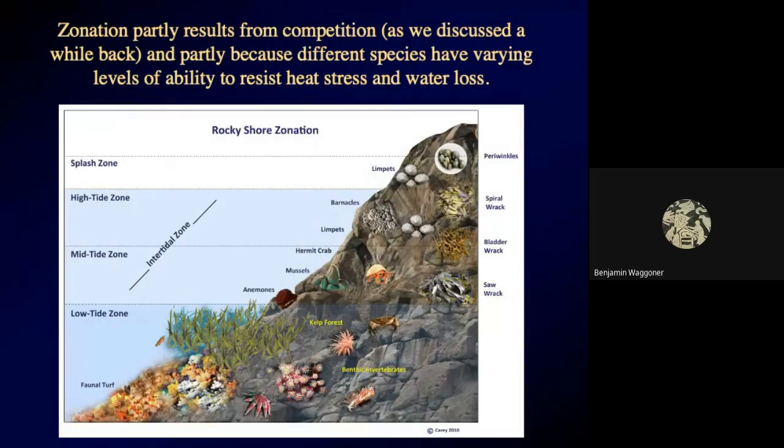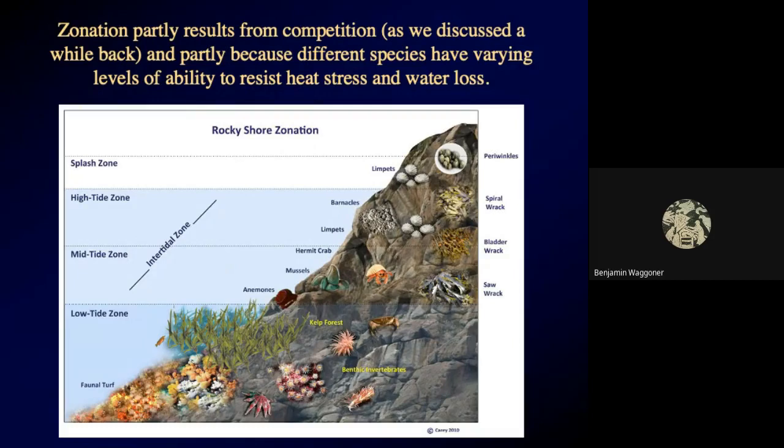We talked a little bit about why you get zones. Partly that's because of competition. You might remember we looked at that study of barnacles, where you have two species, one of which outcompetes the other. Balanus outcompetes Cathamalus, but Cathamalus can survive higher up in the intertidal than Balanus. So that's where we talked about fundamental niches versus realized niches. So that competition is partly what sets up that zonation.